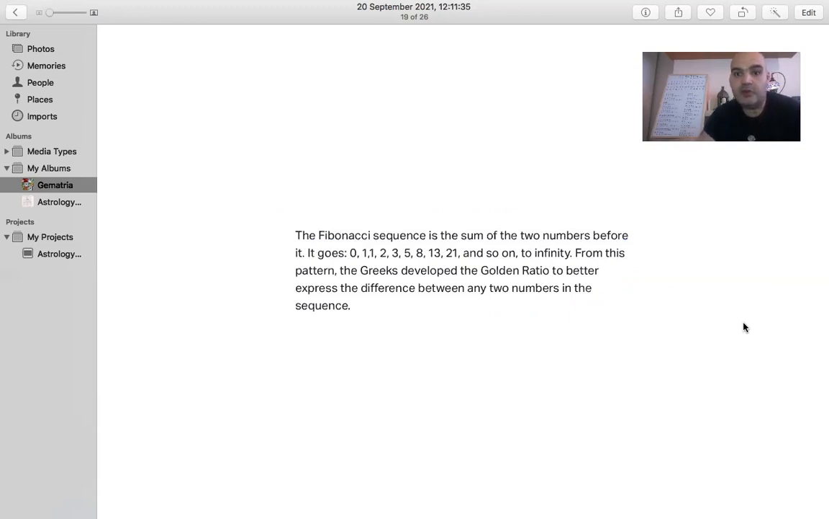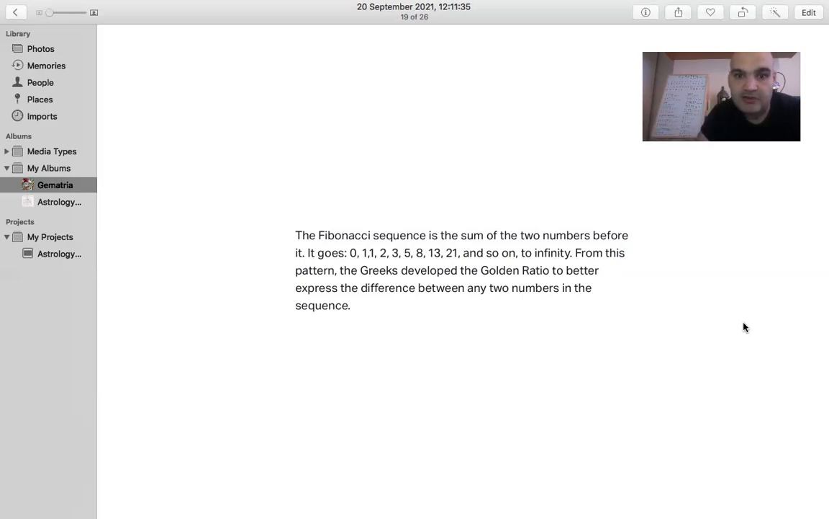So moving on, we're going to talk a bit about the Fibonacci sequence. The Fibonacci sequence is the sum of the two numbers before it. It goes 0 plus 1 equals 1, 1 plus 1 equals 2, 1 plus 2 equals 3, 3 plus 2 equals 5, 5 plus 3 equals 8, 5 plus 8 equals 13, and 8 plus 13 equals 21, and so on to infinity.